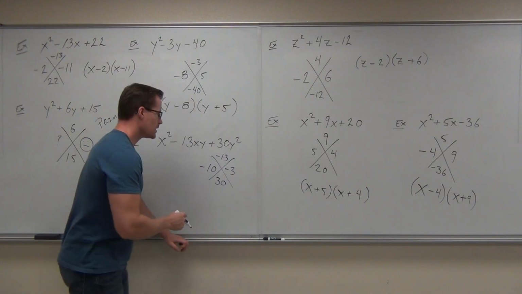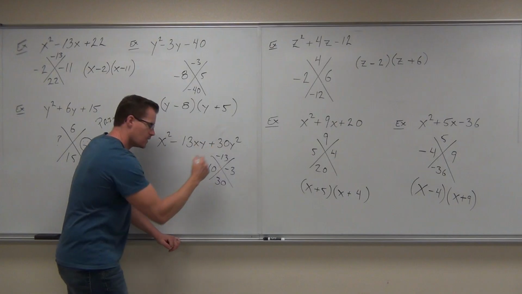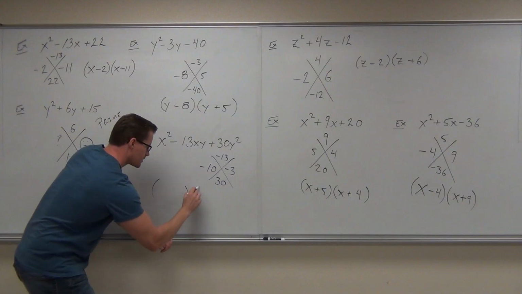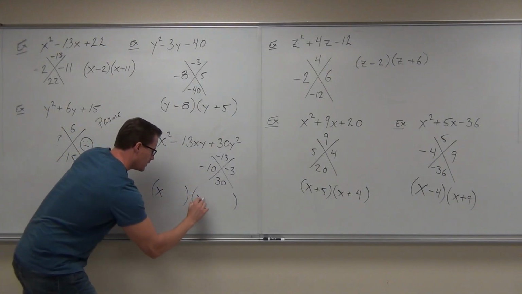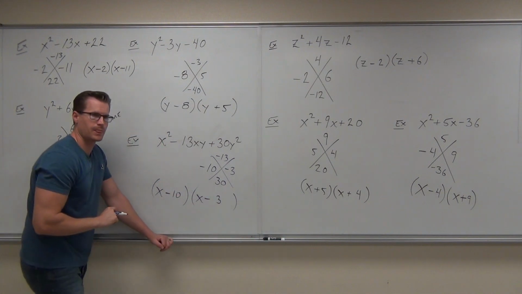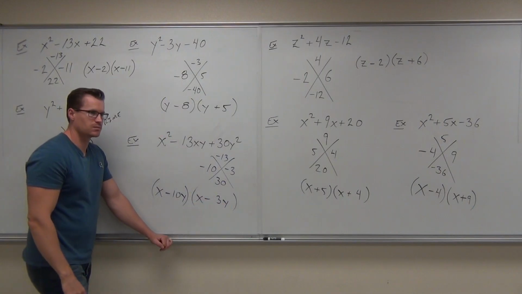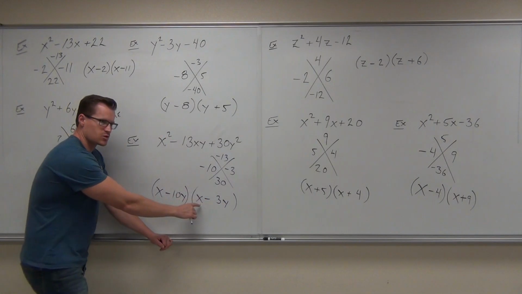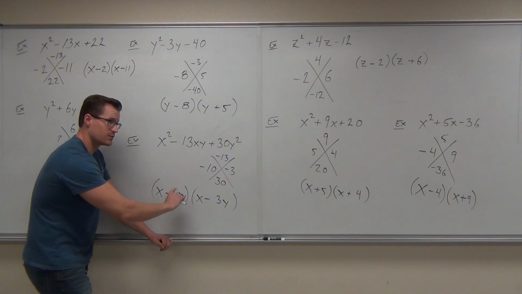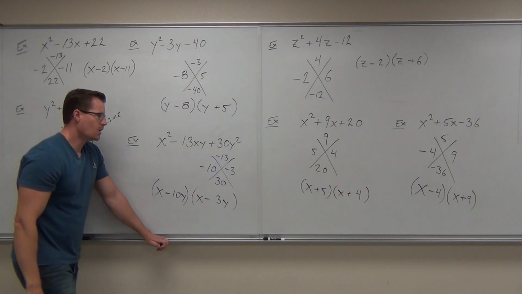So check it out. If you didn't have the y's, you'd factor this, and it would be x, x, and you do minus 10, and you do minus 3. Would you agree with that? To get the y's, just put a y. And that's going to work. If you notice that, this will give you the x squared, won't it? And this will give you the negative 3xy. This will give you negative 10xy. That's negative 13xy. This will give you positive 30y squared.